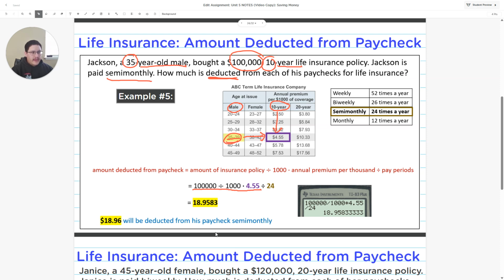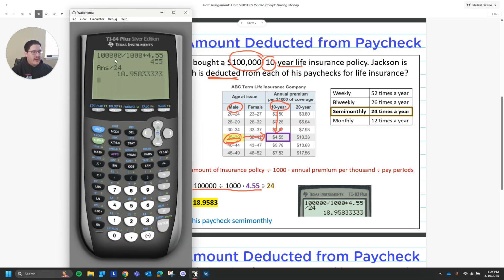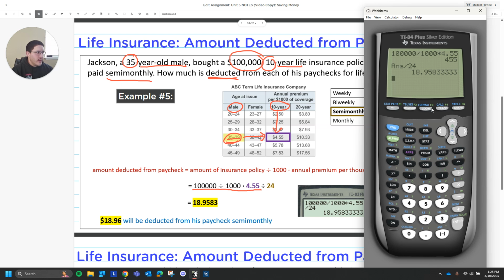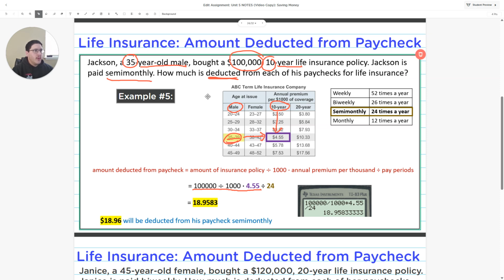Again, $18.96 will be deducted from his paycheck. Also, just to show y'all, we can do all this in one go. We don't have to do it piece by piece like I just showed y'all. 100,000 divided by 1,000 times 4.55 divided by 24. And we get 18.96. That's how much money he will get deducted per paycheck to pay for the life insurance that he took out. And that's it for example number 5.